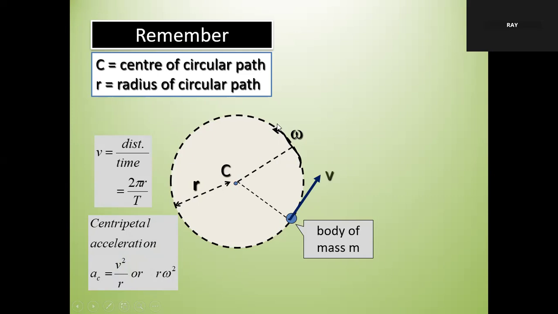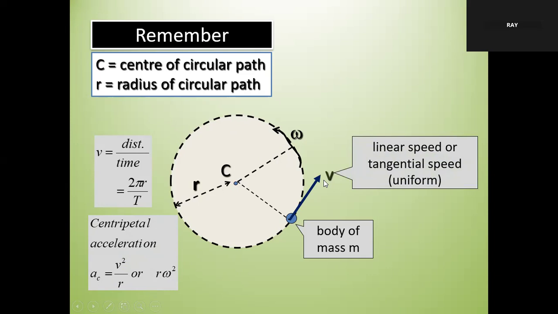velocity. To find the speed, we use distance over time. So if our distance is the circumference, then the time is the period. Right? This is called linear speed or tangential speed. And then there's the centripetal acceleration, centripetal force. You have to memorize it and know how to use both of them. Centripetal acceleration is v square over r or r omega square.